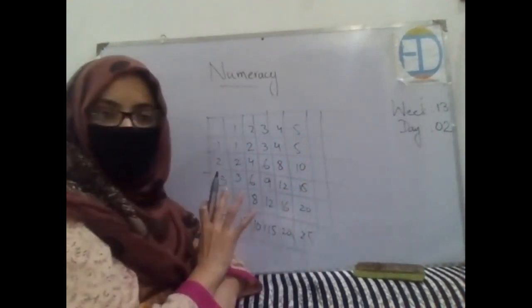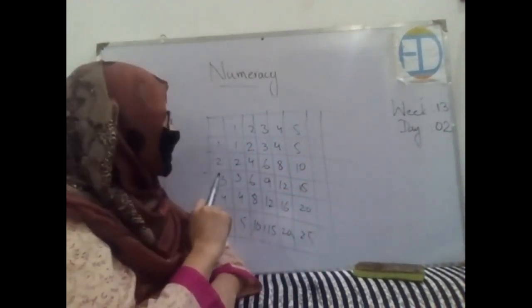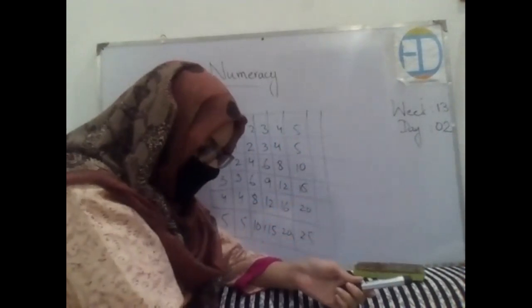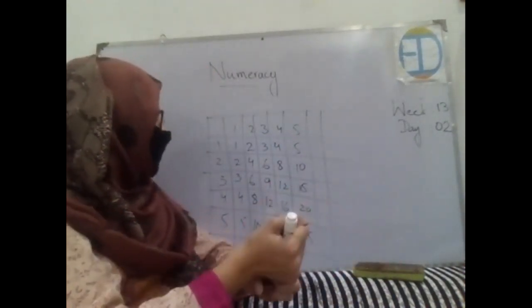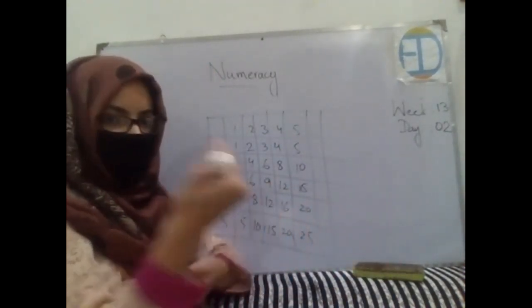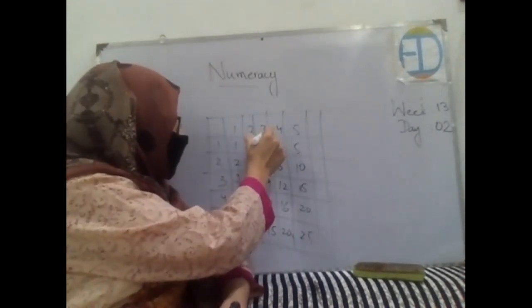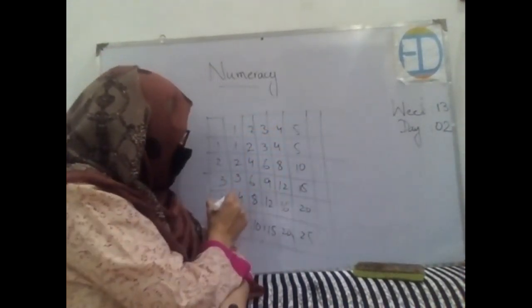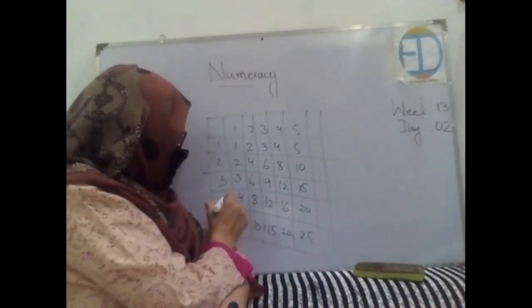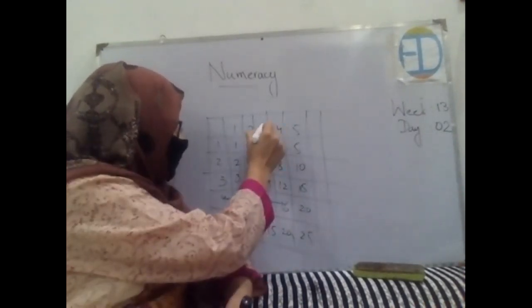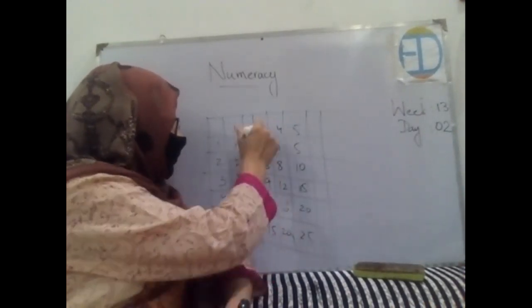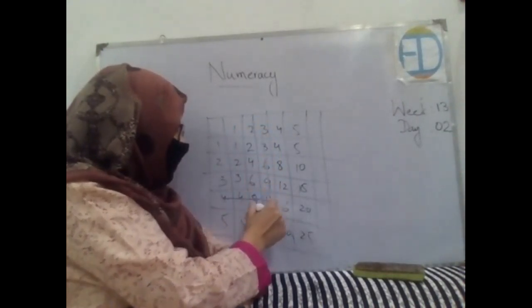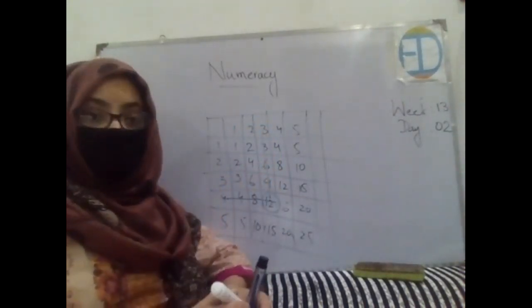Now look at this, how we can use this multiplication table. Let's say I ask you to please find the product of 3 cross 4. Right? So you will move from here till 4's column. This is 4. This is 3. So this means that the answer is 12.